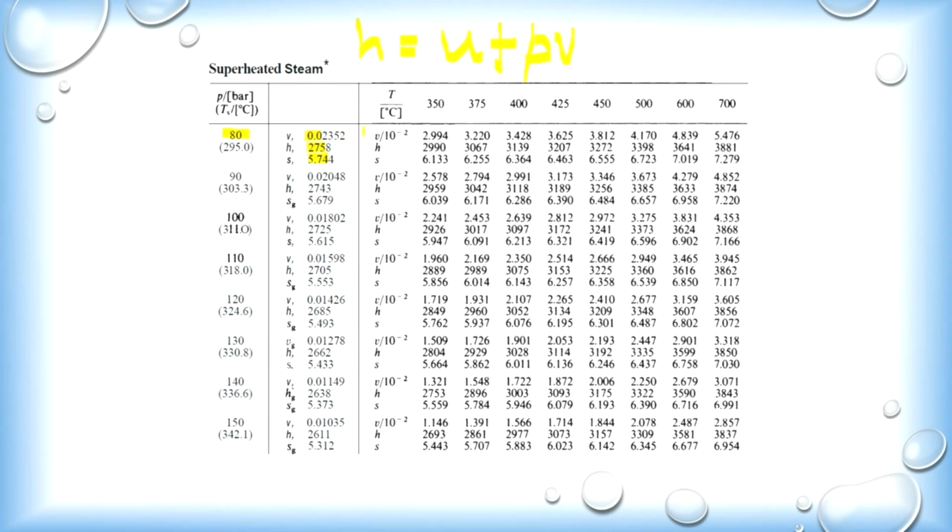Remember, if I take this part here, for example, where I have v over, sorry, I'm not using the pen. My pen is out of order. So you have v over 10 to the power of negative 2 equals 2.994. So your volume based on this will actually be 2.994 times 10 to the power of negative 2.